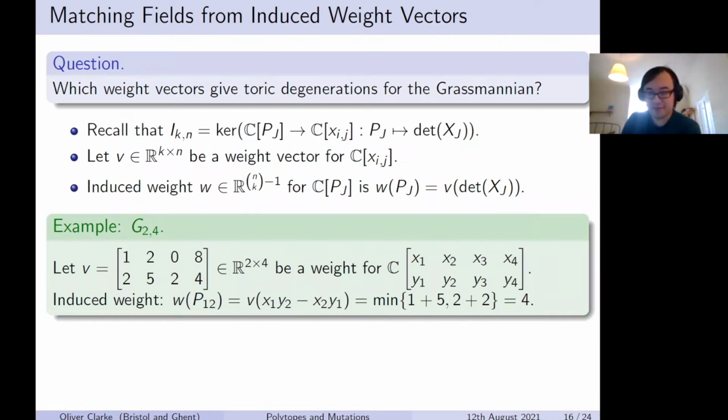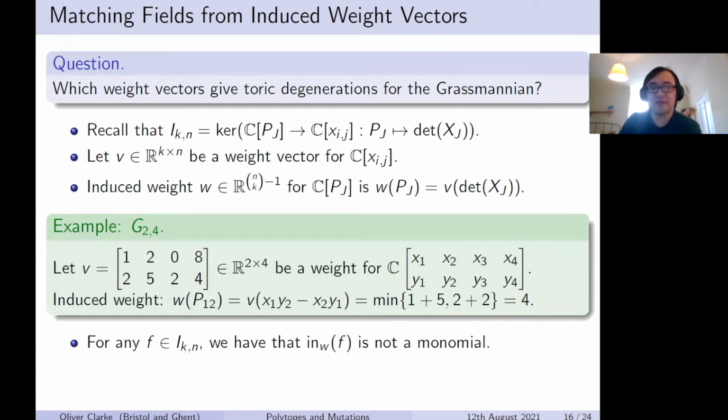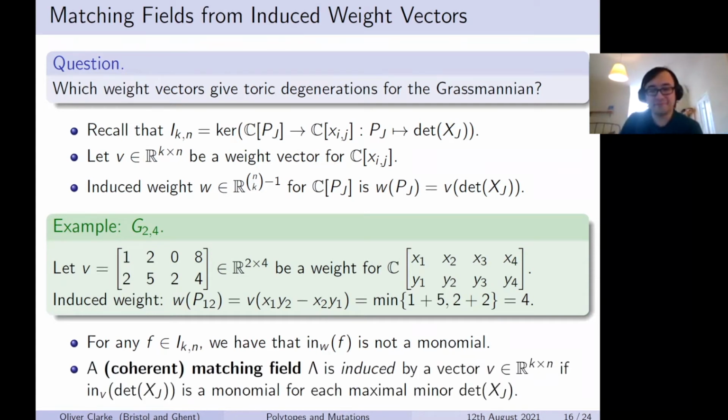So if you play with this a little bit, you can show that for any polynomial inside of I_{k,n}, because it's the kernel of some homomorphism, then the initial is not going to be a monomial. And this is going to be important for what I say in a moment about tropicalization.